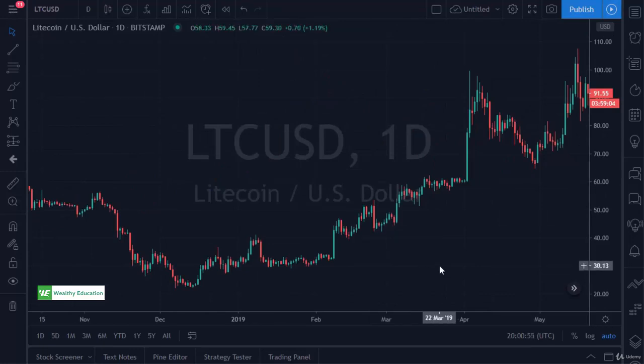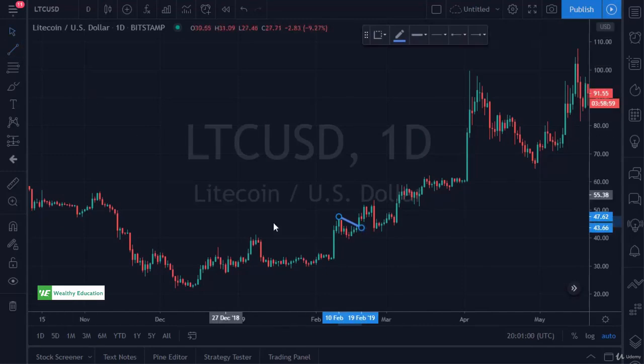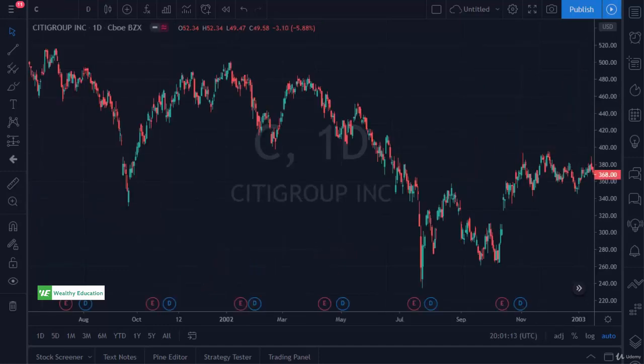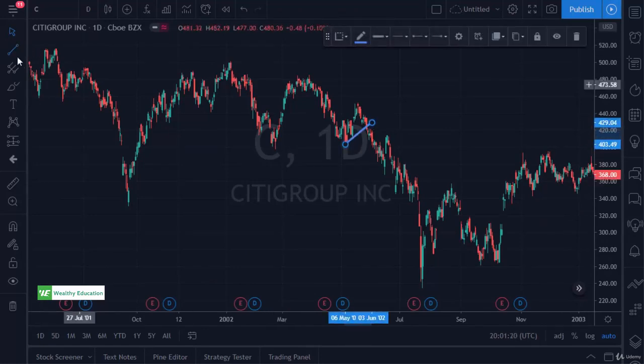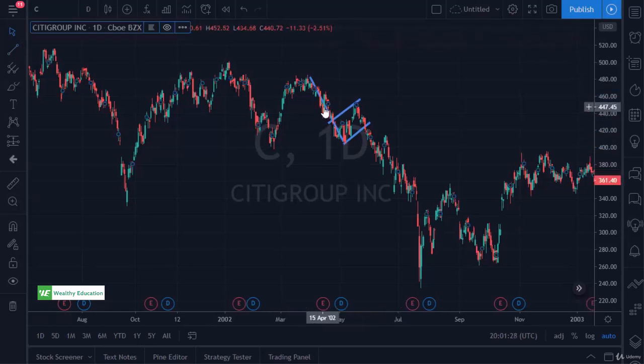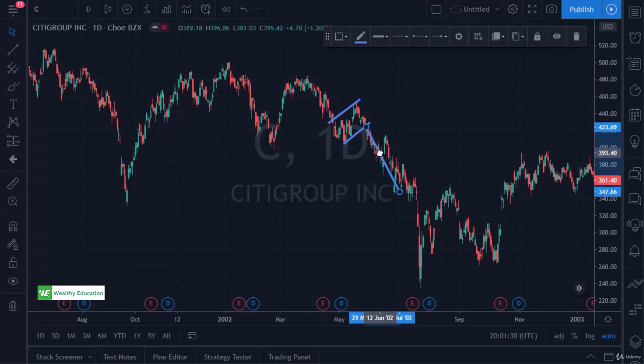So Litecoin on the daily chart formed a little bit of a channel here, which was preceded by a move higher. And you can see clearly we hit that. There was really no concerns about that at all. And over here in Citigroup, a little bit of a channel here, but it was preceded by a grind lower, and there's your pole. Pole most certainly got hit and more.